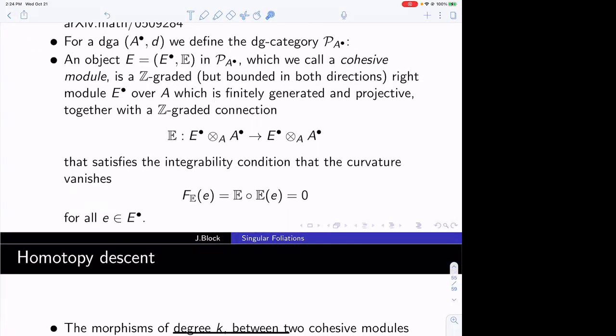So an object is just a Z-graded but bounded in both directions right module E dot over A, which is finitely generated and projective. And you have a Z-graded connection that satisfies the integrability condition that the curvature, which is the square of the connection, is 0.